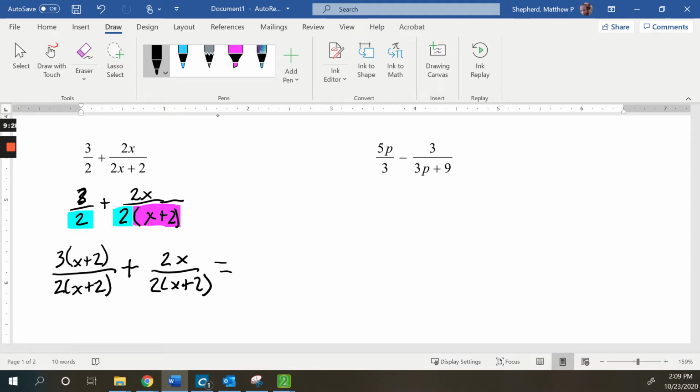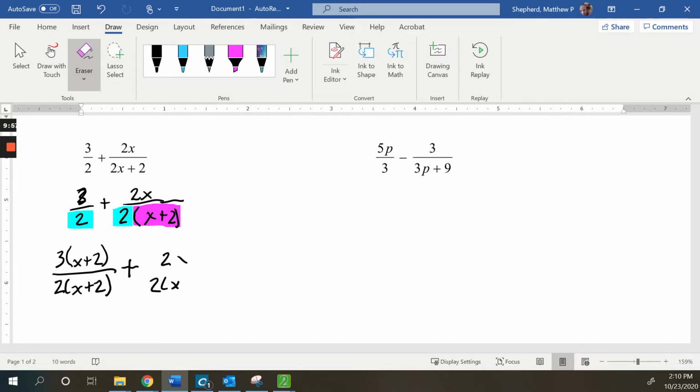All right, so now we can rewrite this. I'm going to do distributive property, and I'm going to combine the fractions in the same step. So we'll have 3x plus 6 plus the 2x all over the 2x plus. Oh, I made a mistake. Dang it.